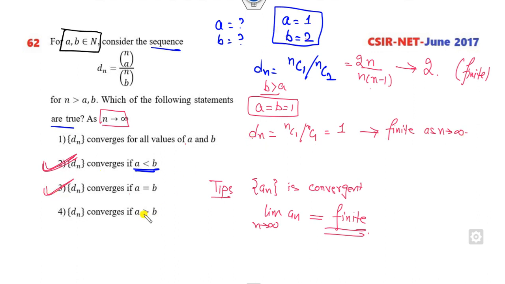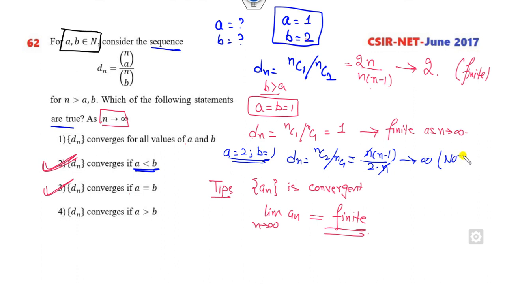If I take the second case, A greater than B, say A is 2 and B is 1, what do we get? NC2 over NC1, which is (N minus 1) over 2. This goes to infinity, which is not finite, so this is divergent. So this option cancels. Since it does not converge for A greater than B, it does not converge for all. It only converges when these two conditions are satisfied. B and C are the correct options.